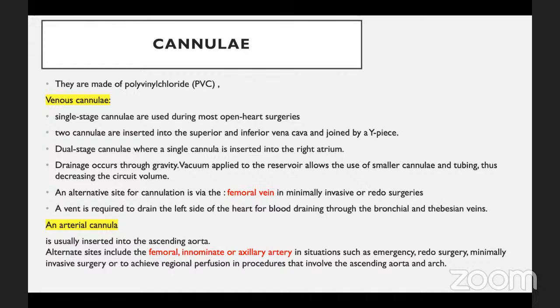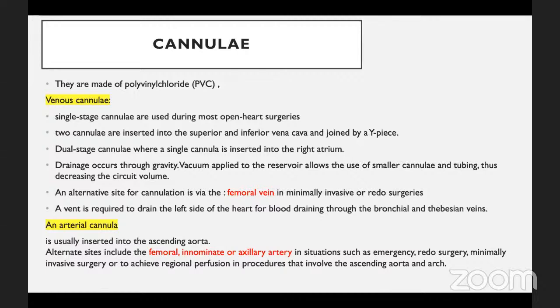You don't use femoral cannulae for any child less than 10 kilos. You put a femoral line, you lose the limb. It's a medico-legal issue. If you want to cannulate the baby, put a carotid line. You can ligate the carotid, but you can't ligate the femoral. That's the funny part of pediatric circulation.